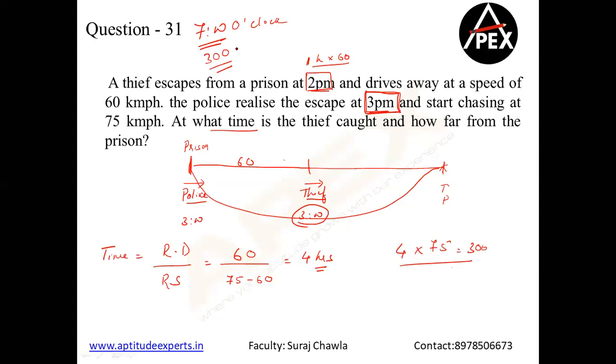Clear, guys? Either way, you can also go from the thief's point of view. The thief has covered only this distance in 4 hours. So in 4 hours, 4 into 60 is 240, and 240 plus 60 is 300. So 300 becomes your answer. Clear? Yeah, let's move forward.